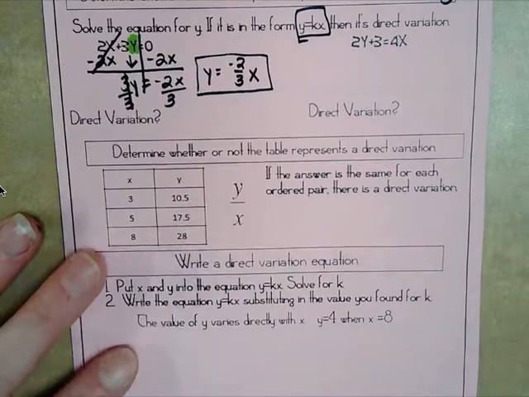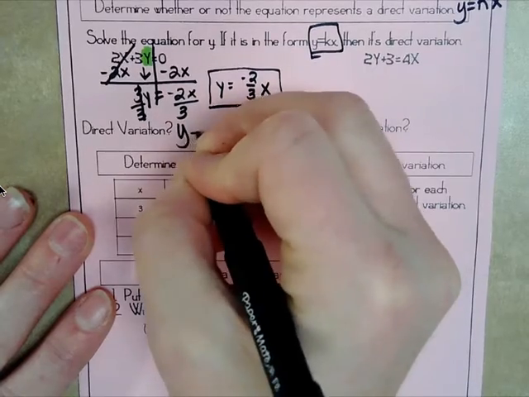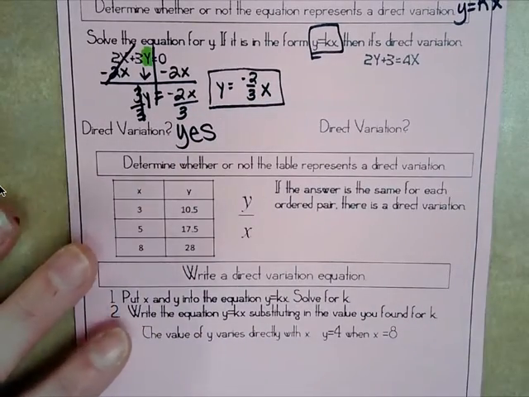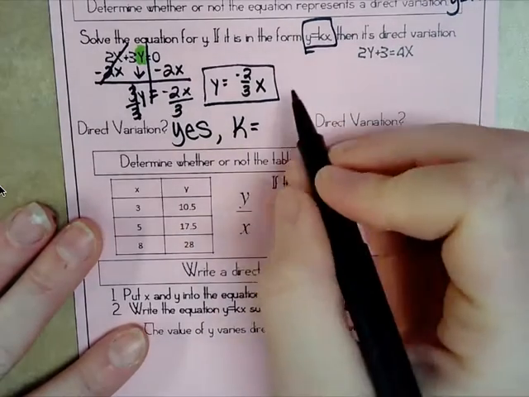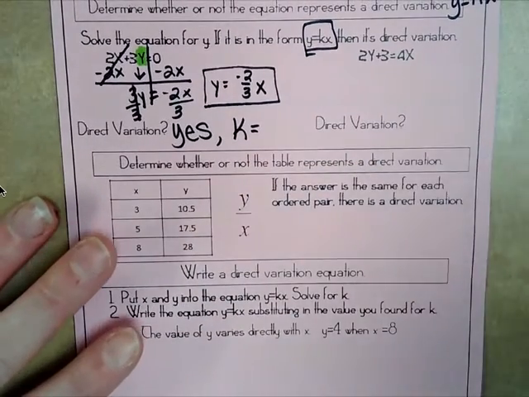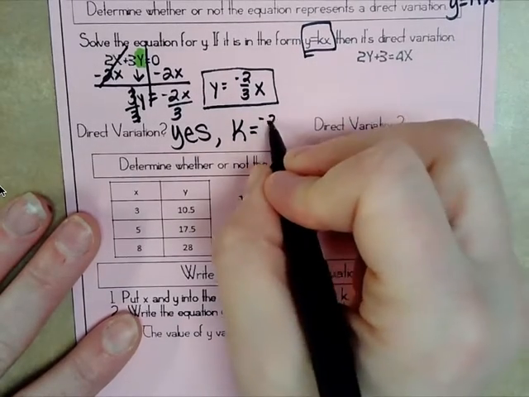So the original question was, is it direct variation? Yeah. Because it's y equals kx. What does k equal? Constant of proportionality. So in this equation, what is it? Yep, negative 2 over 3.